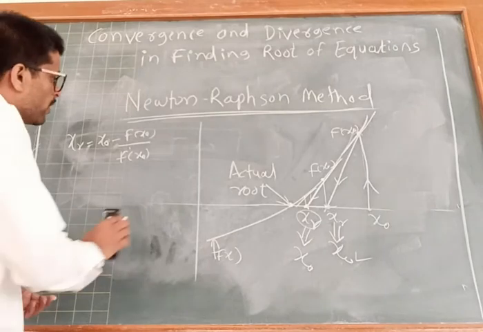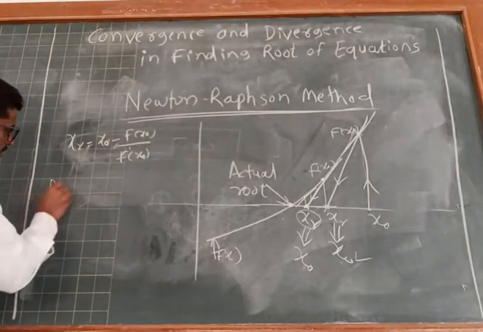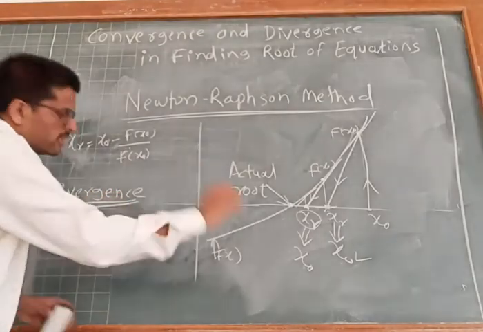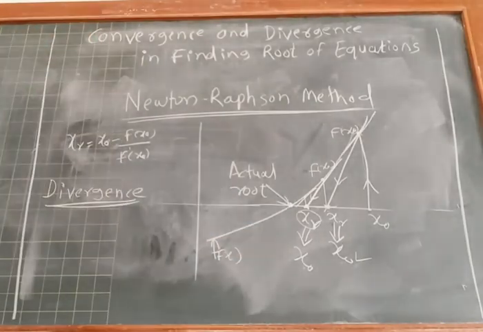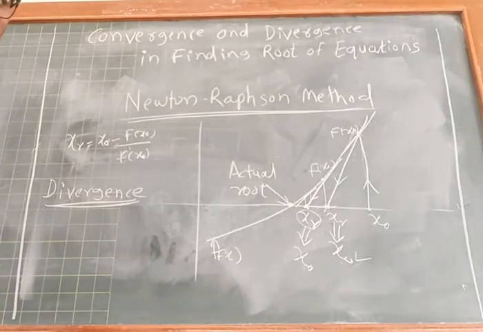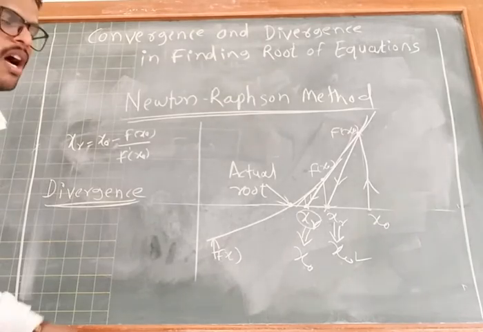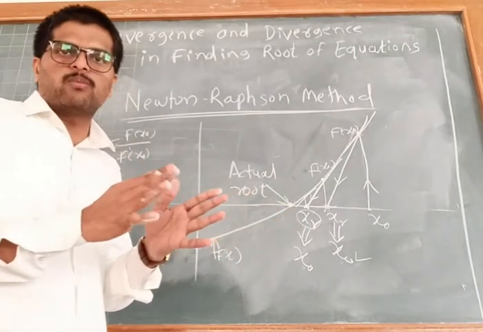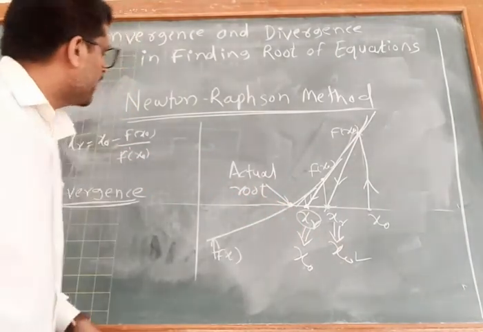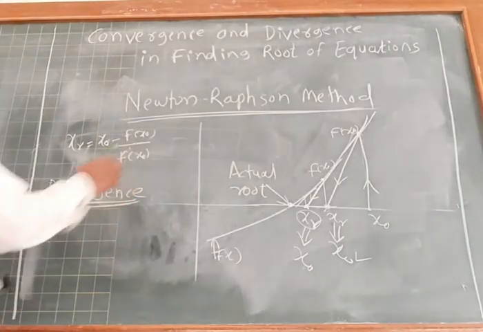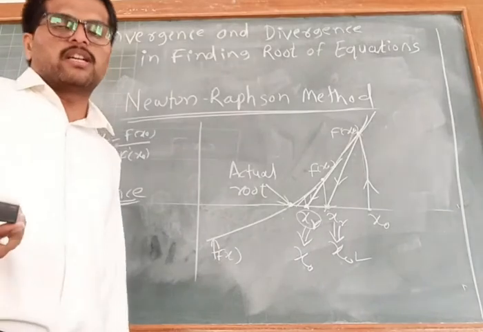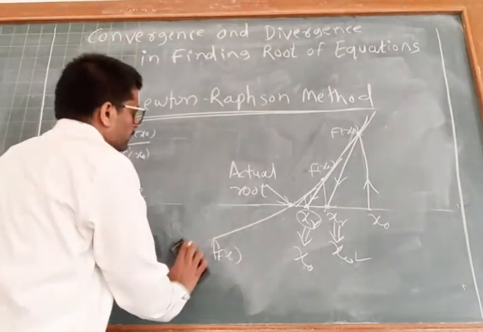Now let us consider the divergence case. What is meant by divergence in the case of the Newton-Raphson method? Divergence means we are moving away from the root. Instead of going toward the actual root, we are moving away from the root. Let me explain this concept with the help of a graph. This divergence depends upon the given equation, the nature of the graph for the given equation.